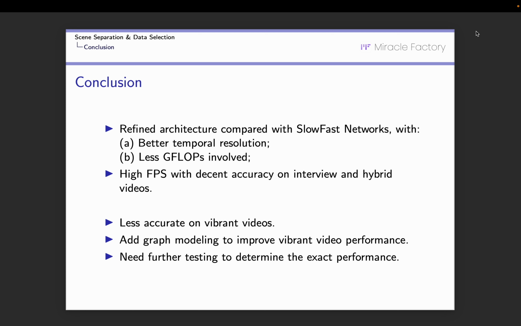So these are things that we think the 2SDS has achieved, and there are also some problems with it currently. So it is currently less accurate on vibrant videos. And what we want to do in the future is to add a graph modeling system to improve the vibrant video performance of the algorithm. And also, some of the data needs further testing to determine the exact performance of the 2SDS algorithm.